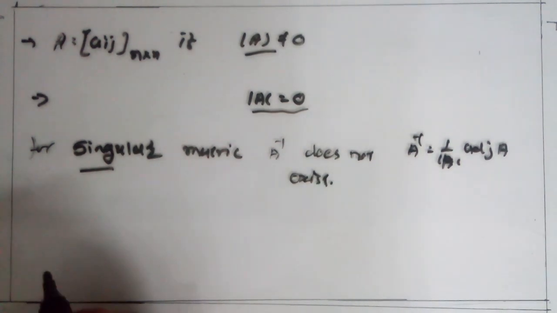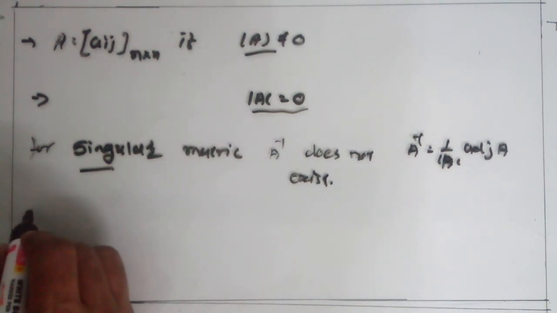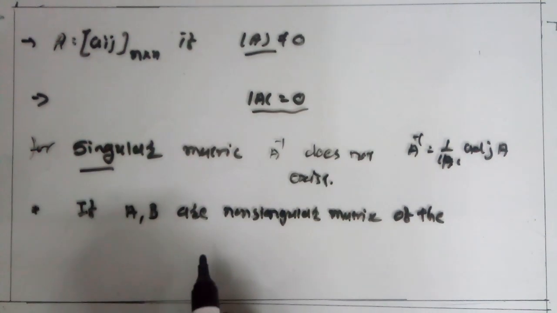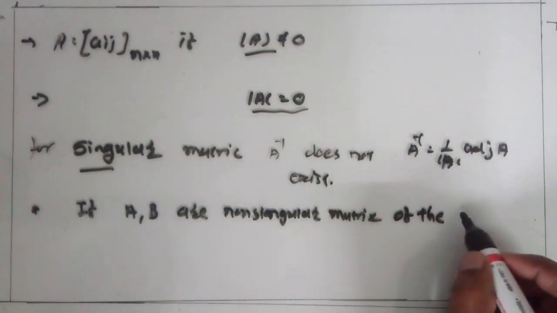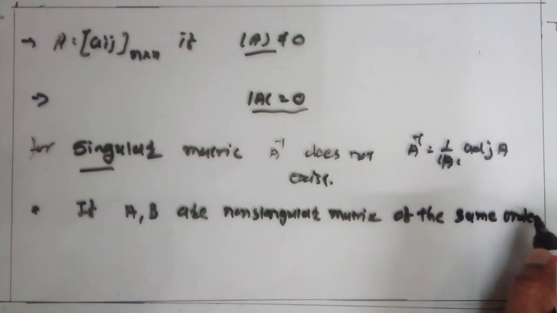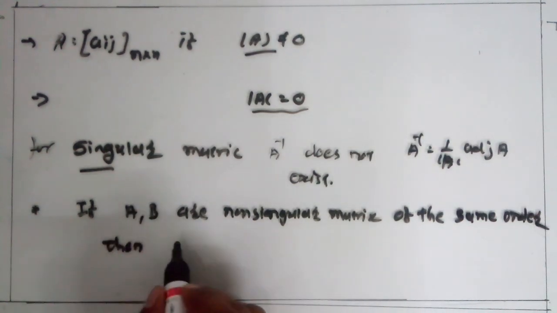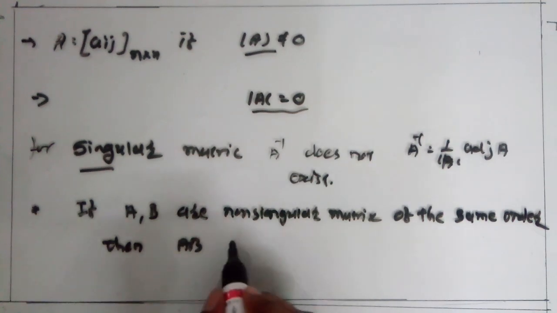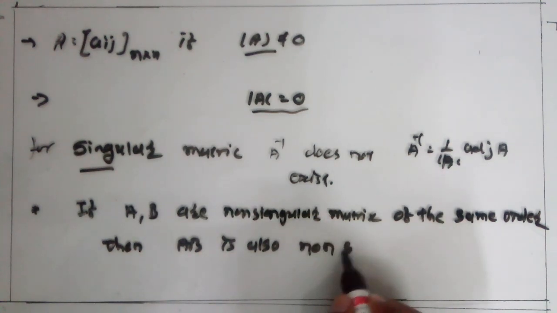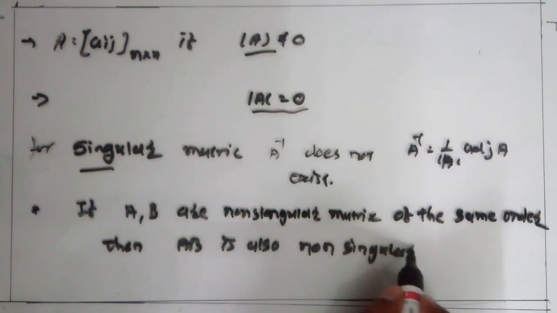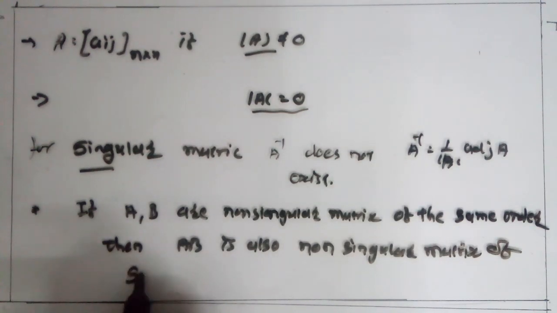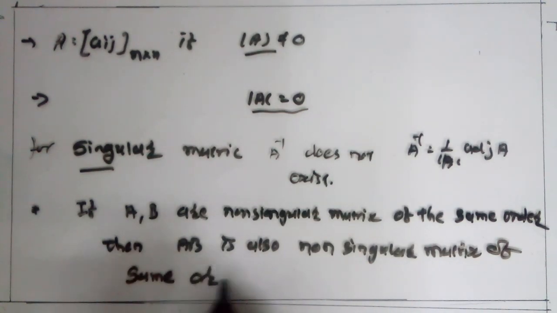Now, second property. Remember this, the second theorem: if A and B are non-singular matrices of the same order, then A into B is also a non-singular matrix of the same order. Clear?